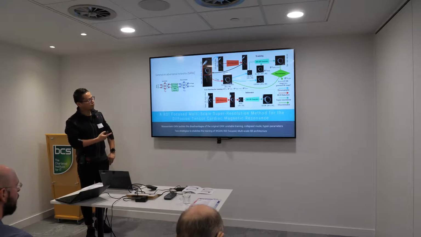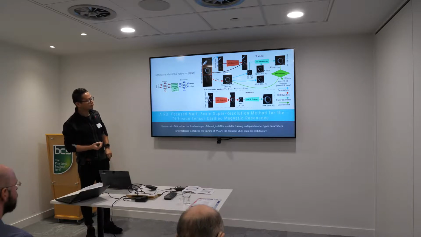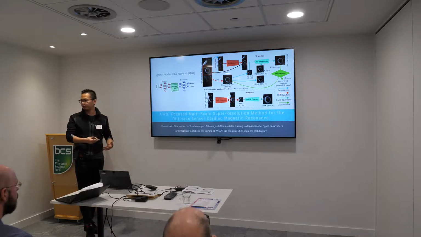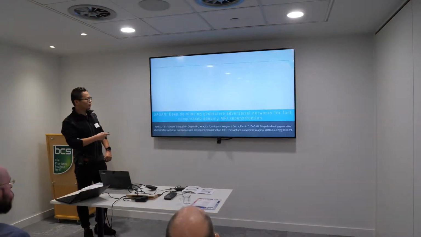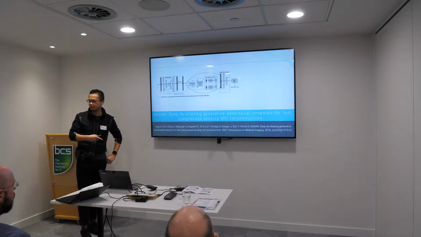We also try to improve the performance of GAN using the method already mentioned by the other speaker. We use the multi-scale based discriminator to improve the performance of the GAN. And the other work we have done using the GAN is called the DAGAN method. That's one of the first methods for using the GAN to do MRI reconstruction.